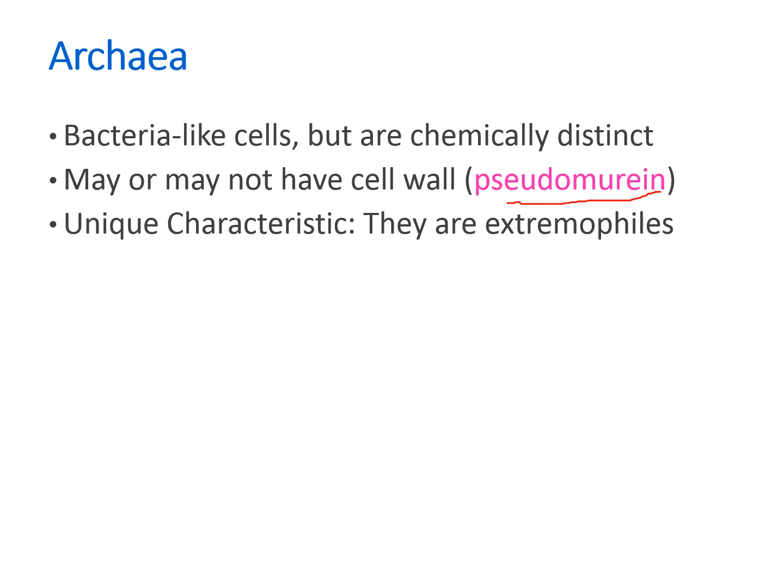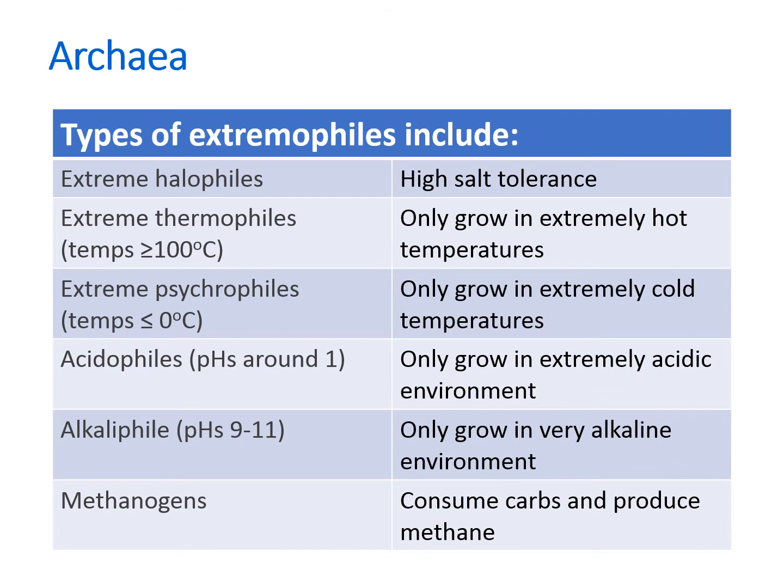They like extreme environments. Types of extremophiles include your halophiles, which have a very high salt tolerance. These organisms might live in places like the Dead Sea, for example. You have extreme thermophiles that must have temperatures above 100 degrees Celsius. I hope you remember from chemistry that means boiling water. So they have to have temperatures above 100 degrees Celsius in order to live.